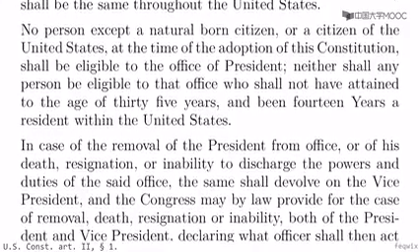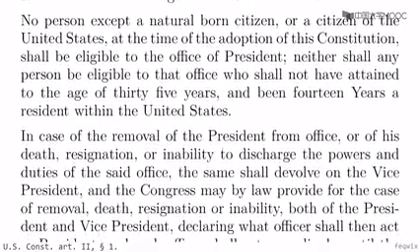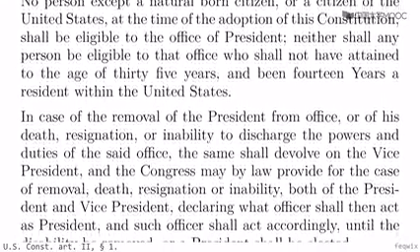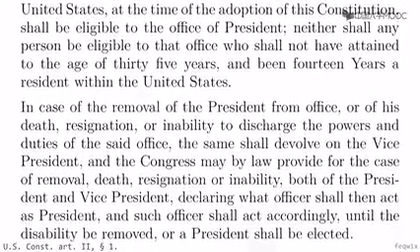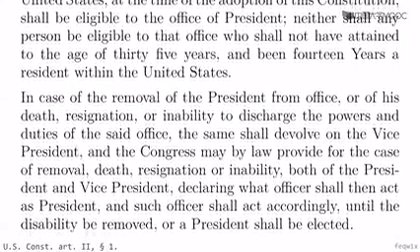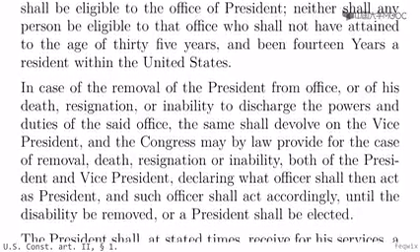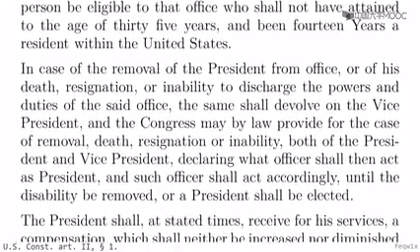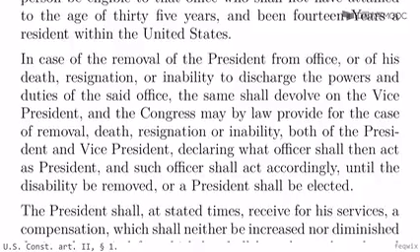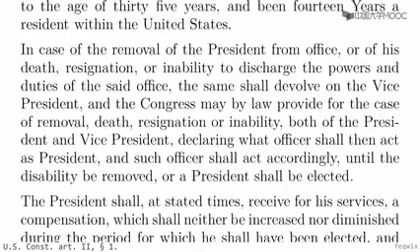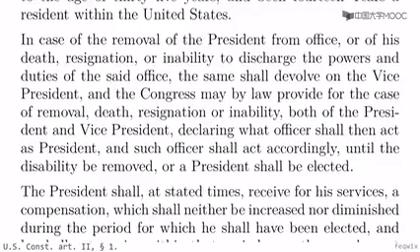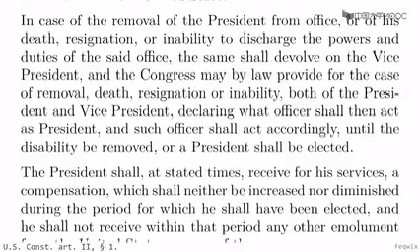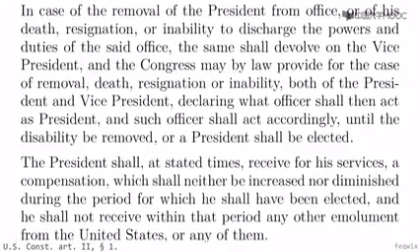In case of the removal of the President from office, or of his death, resignation, or inability to discharge the powers and duties of the said office, the same shall devolve on the Vice President, and the Congress may by law provide for the case of removal, death, resignation, or inability, both of the President and Vice President, declaring what officer shall then act as President, and such officer shall act accordingly until the disability be removed, or a President shall be elected.